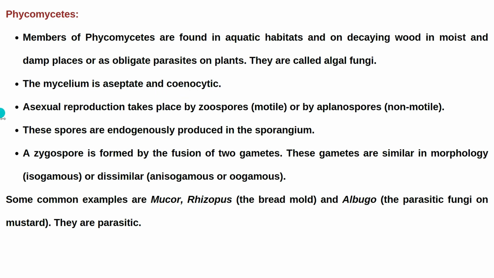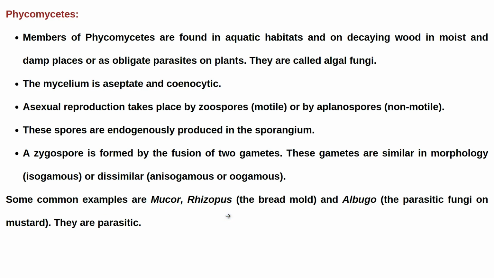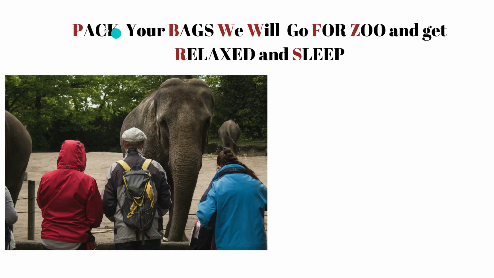in the mycelium. Asexual reproduction takes place by zoospores, and these spores are endogenously produced, which are produced inside a sac-like structure called sporangium. A zygospore is formed by fusion of two gametes, especially in the sexual reproduction mode. Some of the common examples are mucor, rhizopus, etc. So how to remember this? Pack your bags, we will go for zoo and get relaxed and sleep.